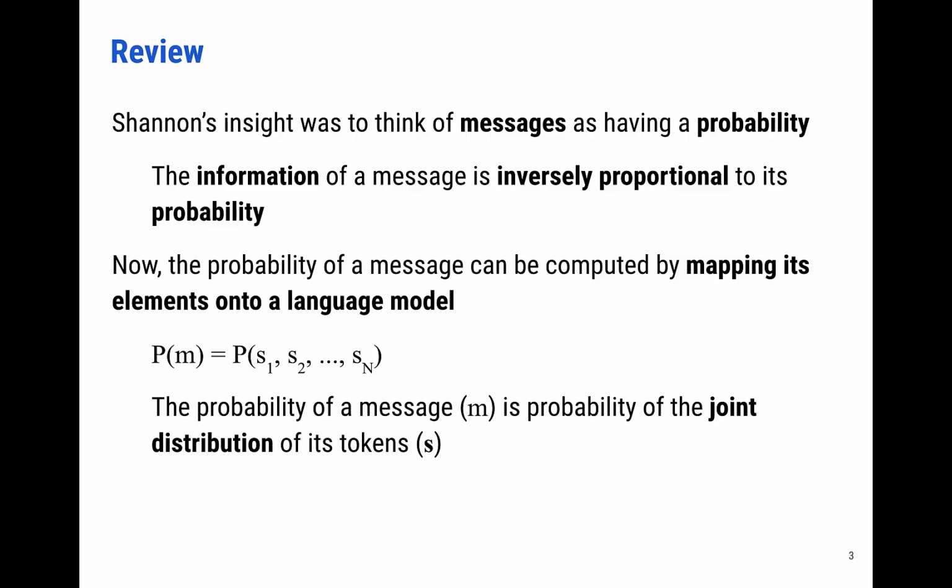Now, the probability of a message can be computed by mapping its elements onto a language model. Now, this is different than computing the entropy of a message or the entropy of an information source. It's obviously related, but this specifically is just, let's compute the probability of a particular message. So if we have a message M, that consists of a series of symbols, a series of tokens, and we're representing those as S1 through Sn, where n is the length of the message, the probability of a message is just the joint distribution of its tokens.